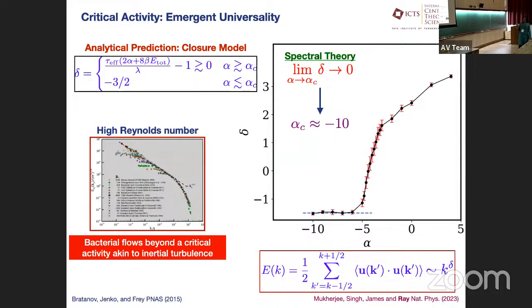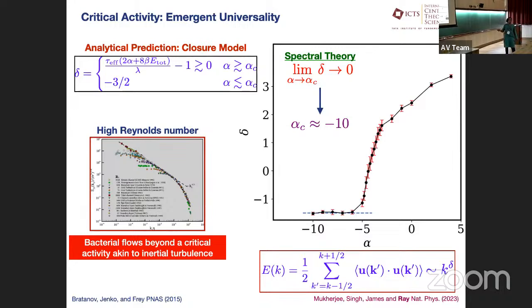So to cut a long story short, we then actually do the simulations from our hydro equations. We measure delta. For low activity, you see delta is a function of activity.